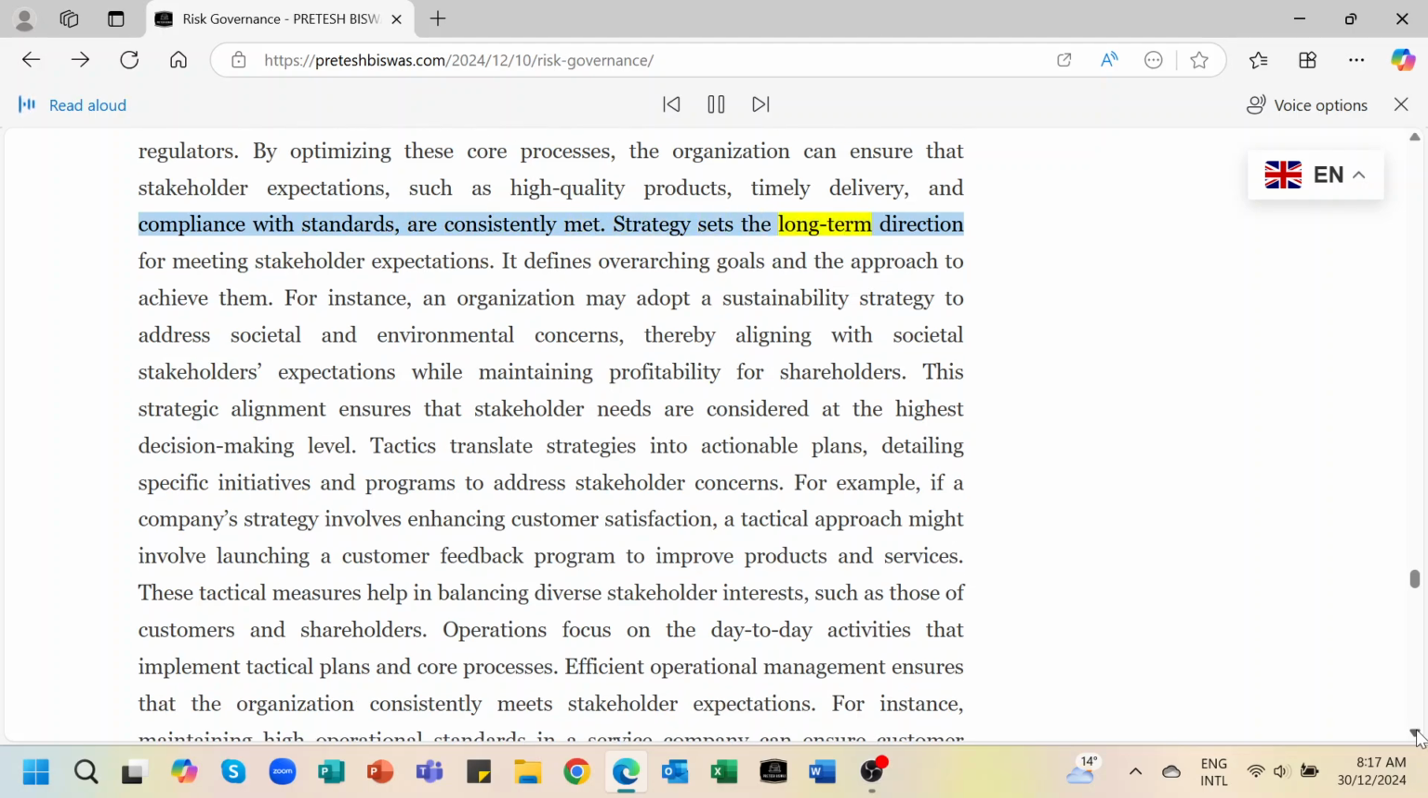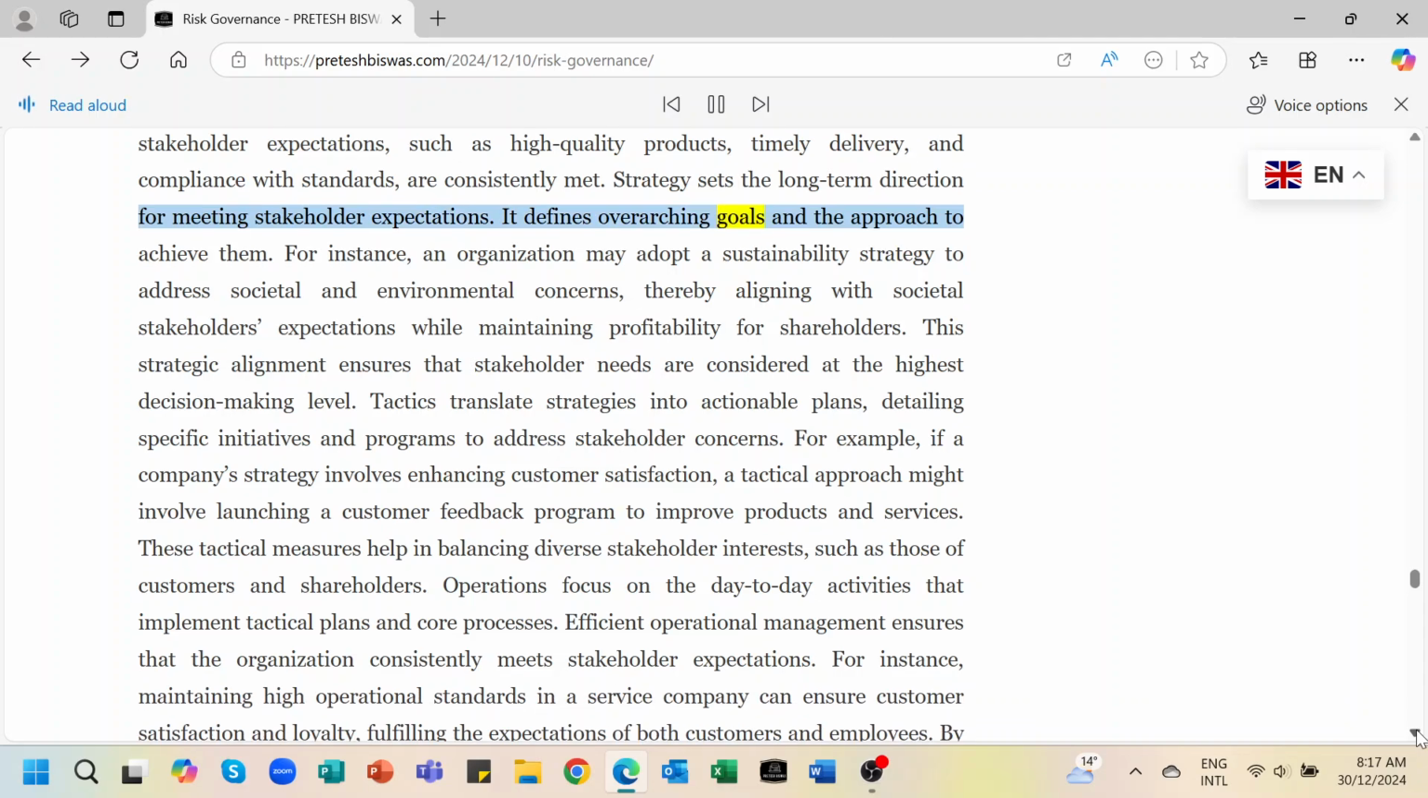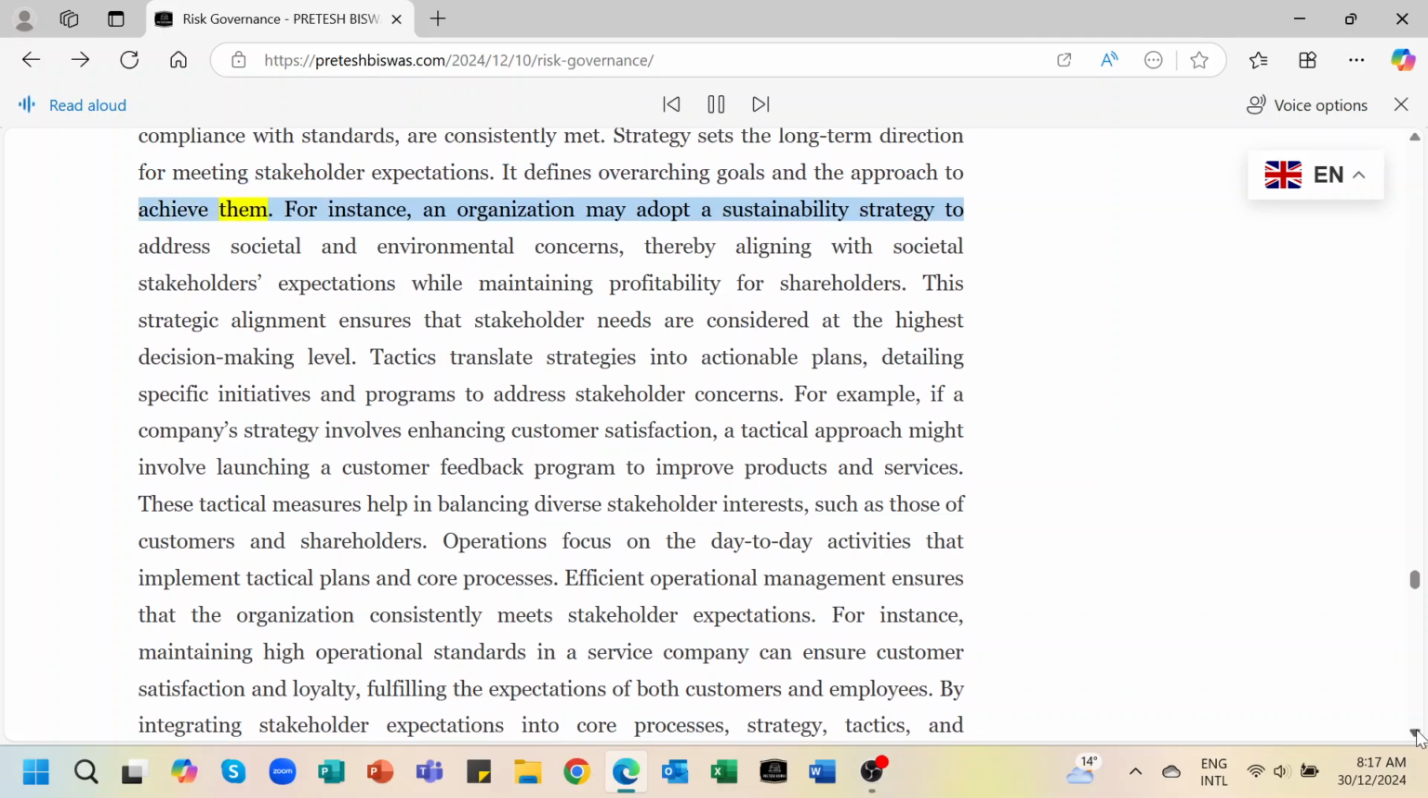Strategy sets the long-term direction for meeting stakeholder expectations. It defines overarching goals and the approach to achieve them. For instance, an organization may adopt a sustainability strategy to address societal and environmental concerns, thereby aligning with societal stakeholders' expectations while maintaining profitability for shareholders. This strategic alignment ensures that stakeholder needs are considered at the highest decision-making level.